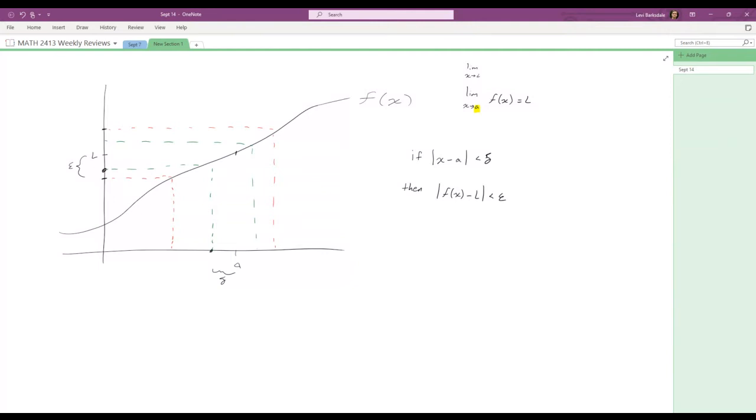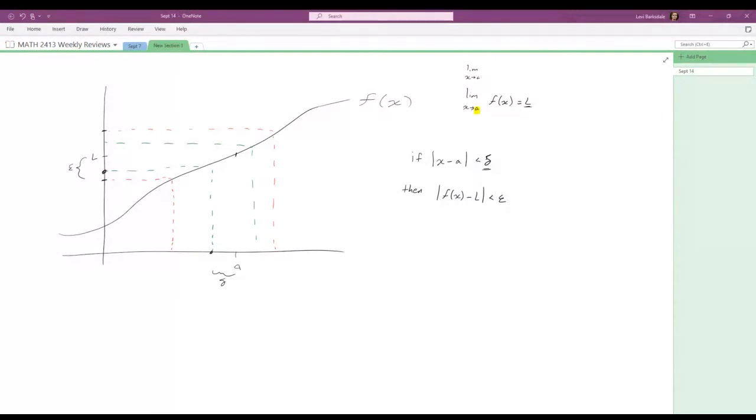But the point is, in epsilon delta limits, our A value is always fixed. We're always looking at the limit at the same point for a given problem. L is also fixed, and x is a variable. Delta is a bit different. I guess technically it can be anything.